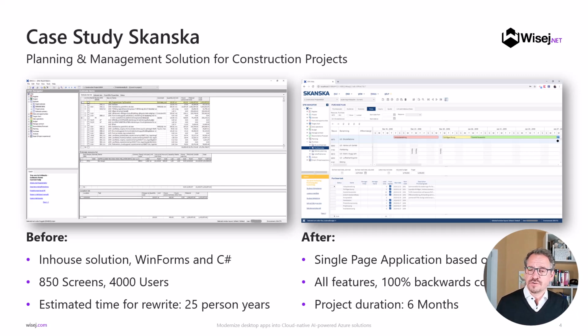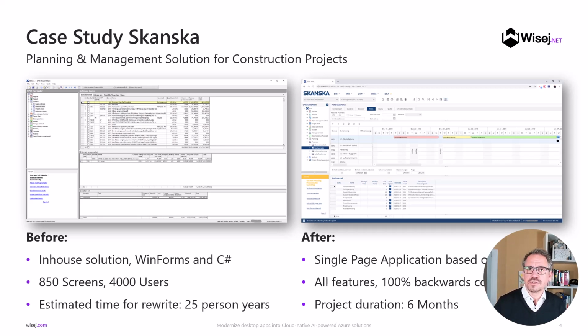All features are preserved, they're still there. It's 100% backwards compatible, so all data in the database of construction projects was still accessible, and all the existing features were now transferred to something working in the browser. This didn't work for everything right away. For example, you see a Gantt chart on the right-hand side. That used to be a third-party component in Windows, which was not supported in the browser, obviously.